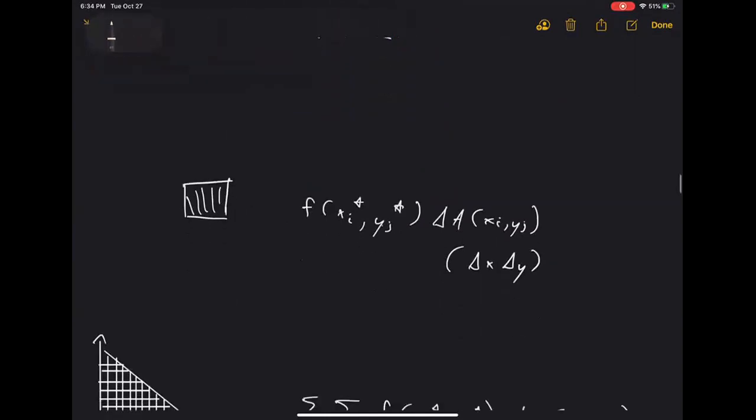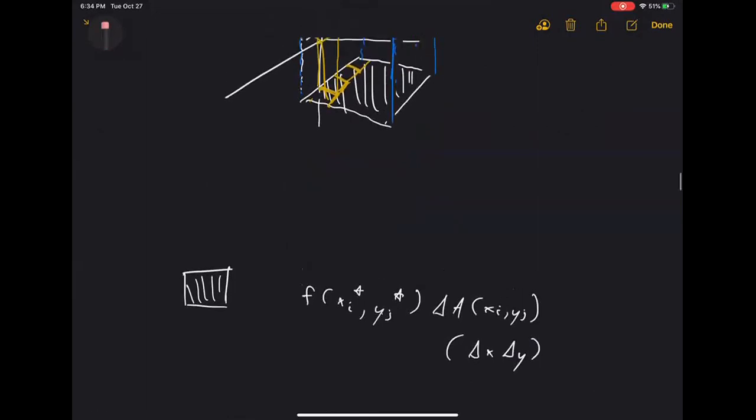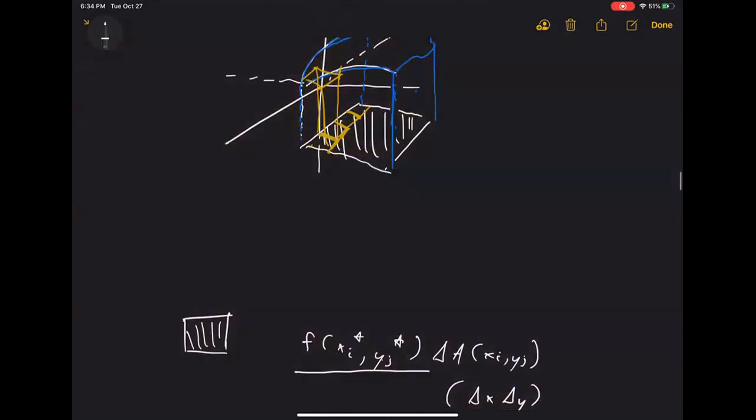Okay. So this is the volume of our box in Cartesian coordinates. And how did we write it? We wrote it like f(x_i*, y_j*). What is that? That's the height of my box. What I do is I just pick a point in my box and plug it into my function, and that gives me a height, and I call that the height of my box, right?